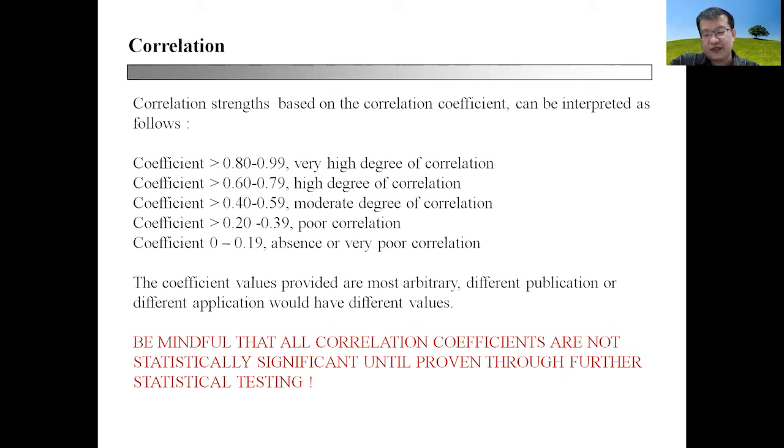The correlation coefficient values provided are mostly arbitrary in nature. And of course, different publications or different applications will have different values. Be mindful that all correlation coefficients are not statistically significant until proven through further statistical testing, meaning that you will always get a correlation coefficient reading, but it will only be meaningful if the p-value is statistically significant. And therefore, correlation coefficient should only be expressed and used if the p-value is less than 0.05, if you are testing at 95% confidence level.